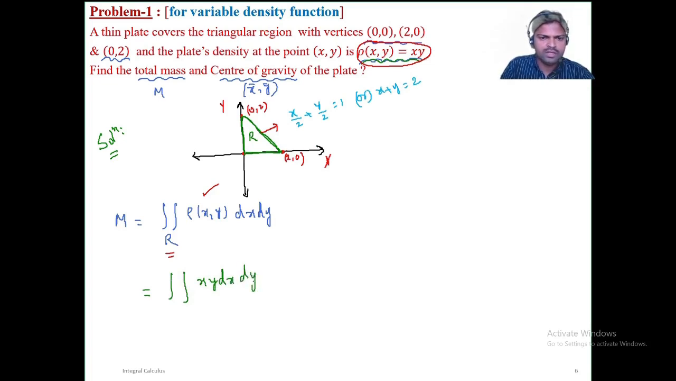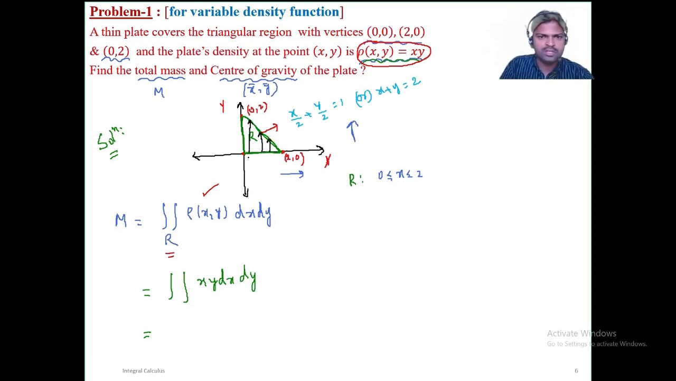Next we're supposed to find the limits. So x limits are 0 to 2, 0 less than or equal to x less than or equal to 2, because x is varying horizontally, in this direction, and y should vary in the vertical direction because this is the y axis. So starting with this line and ending at this line.